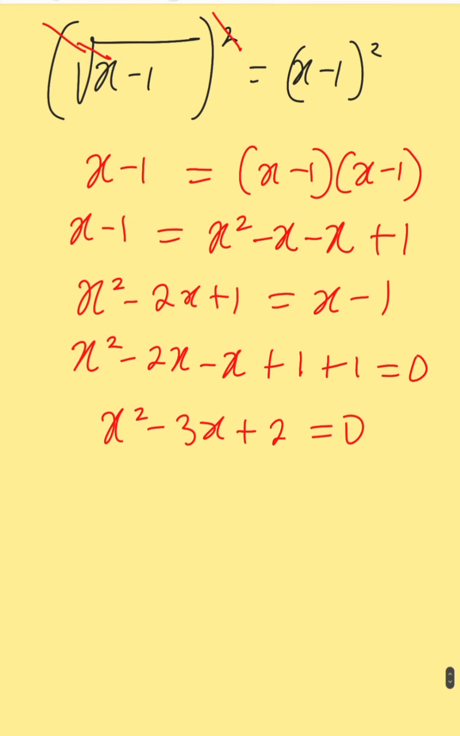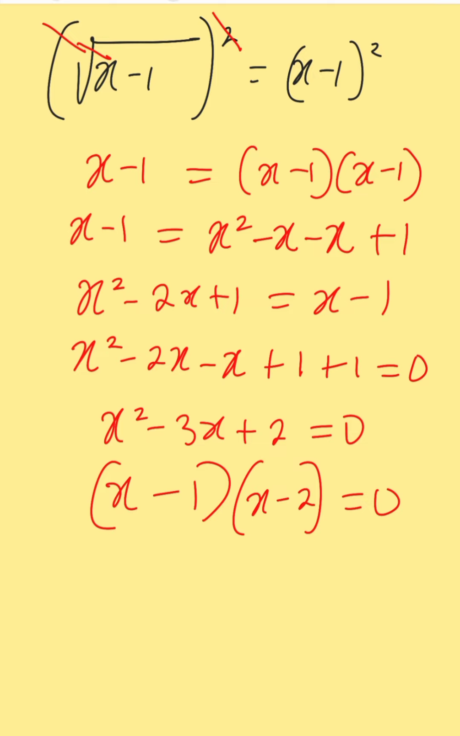So this has given rise to a quadratic equation which we can now factorize. Just form your two brackets equal to 0. Think of two terms you multiply to get 2, and if you add, you have minus 3. Of course, it's going to be minus 1 and minus 2, because minus 1 times minus 2 is 2, and minus 1 plus minus 2 will give us minus 3. So the two numbers we are talking about are minus 2 and minus 1.